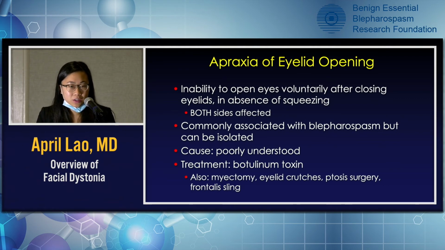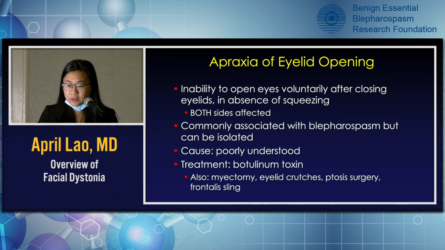This is an inability to open the eyes voluntarily after closing the eyelids, in the absence of squeezing. Both eyes are affected here. It is commonly associated with blepharospasm as well as other conditions like we've listed similarly: Parkinsonian types, progressive supranuclear palsy, and other cranial nerve CNS lesions. But it can also be isolated too. It's a very poorly understood disease process and very challenging to treat.